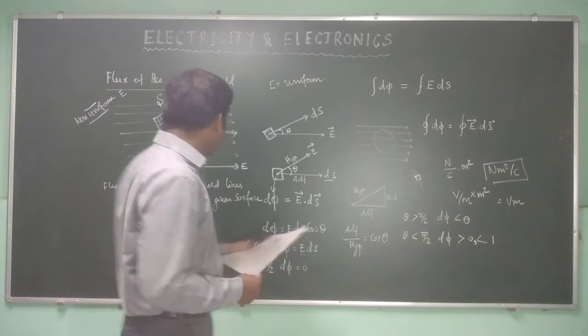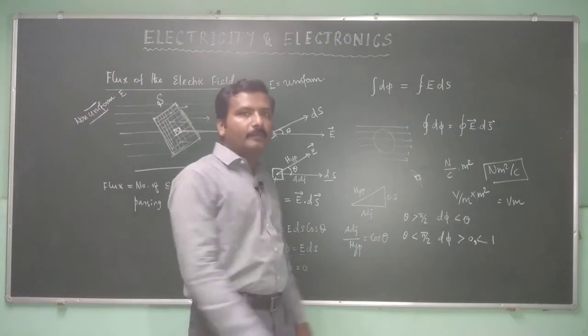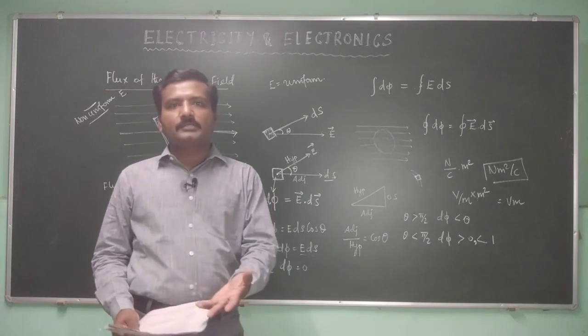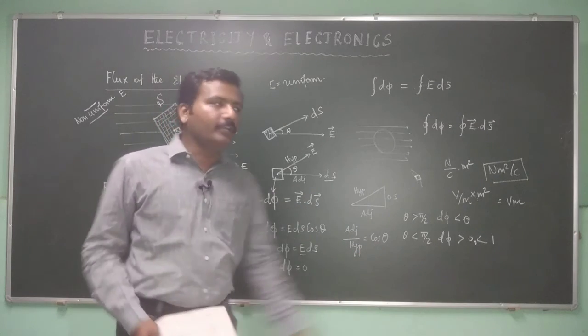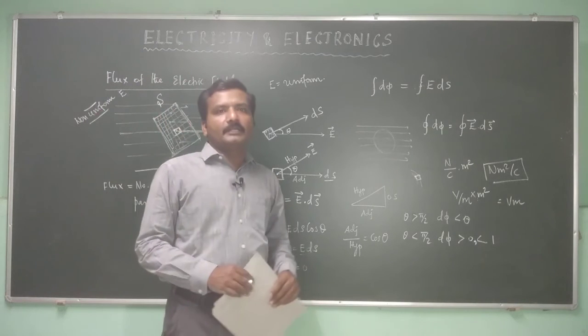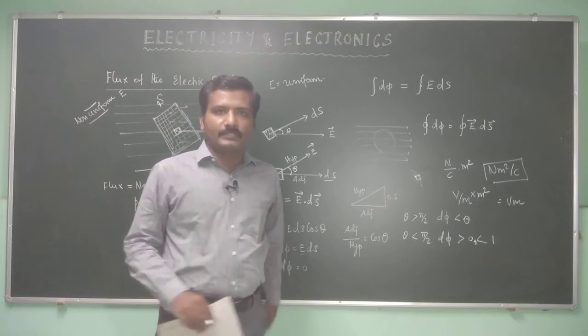This is the case. So in this class we have talked about what is electricity and what is electronics, what is charge, Coulomb's law, electric field and flux of the electric field. These are the topics that we have covered at the level of ancillary physics.